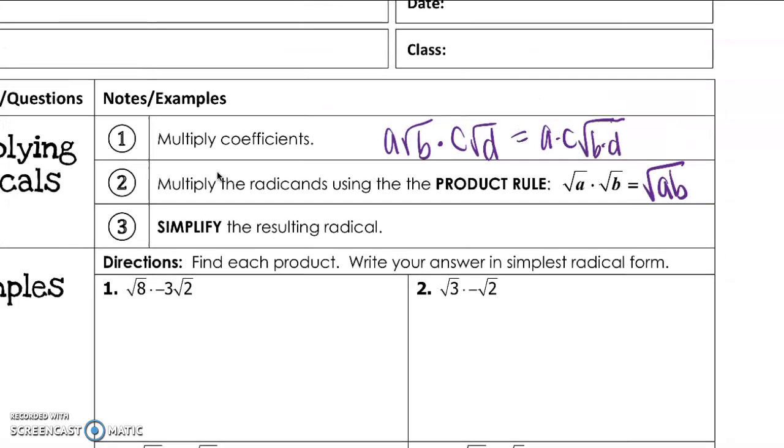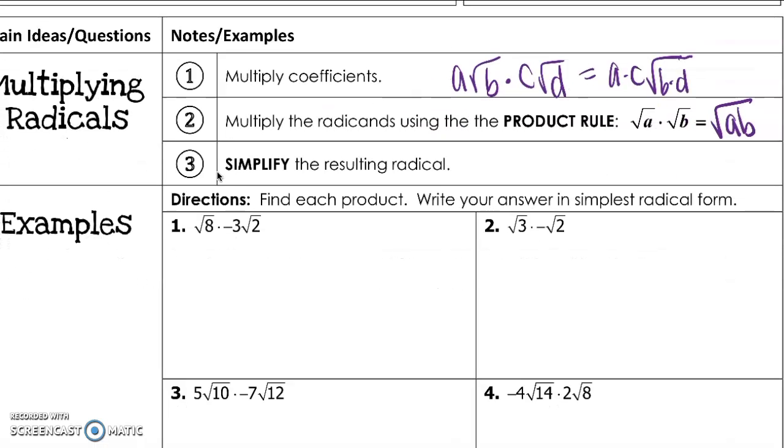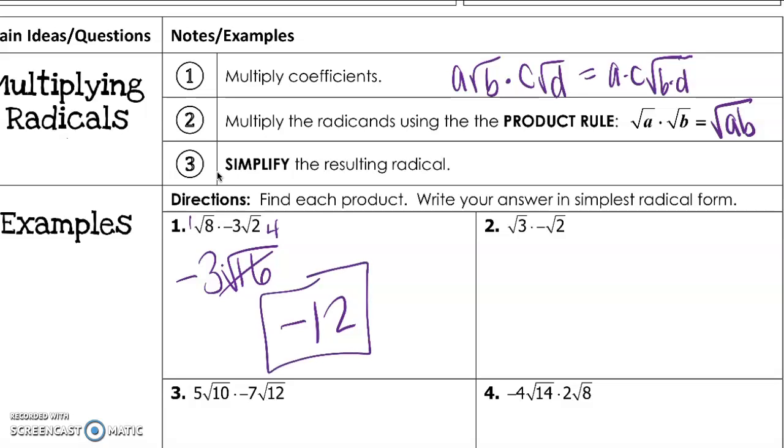So if we look at number 1, there is no coefficient in the first one. If you want to think of it as a 1, you can. So 1 times negative 3 is negative 3. Square root 8 times 2 is 16. Well, 16 is a perfect square. The square root of 16 is just 4. So this is multiplication. 3 times 4 gives us negative 12 as our final answer. So sometimes you will get an actual integer for your answer rather than a radical.